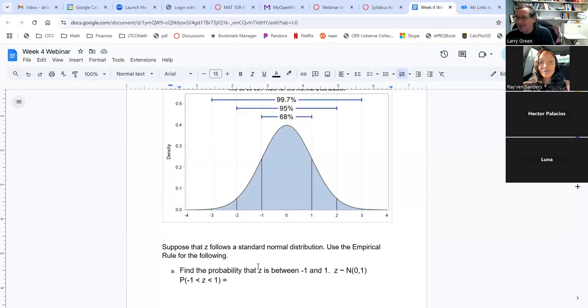Give you a few seconds. Hopefully you'll see it. Between -1 and 1, that's the 68%, or 0.68. Does that make sense? Because it says that the area under that curve between -1 and 1 is 0.68.